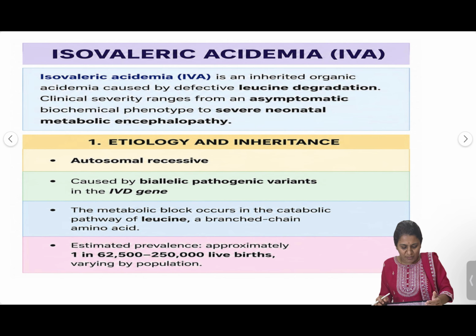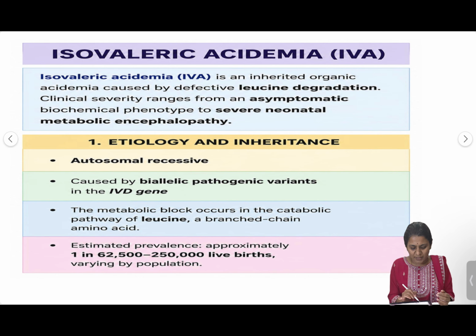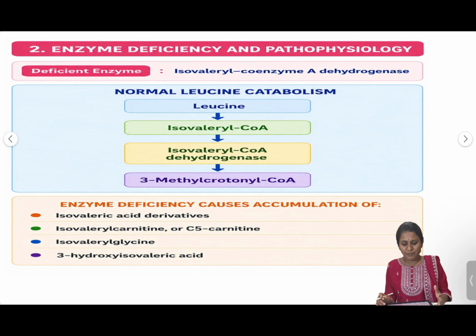So it is also autosomal recessive. Here there is accumulation of what? Leucine, and the prevalence is what? 1 in 62,500 to 2,50,000 live birth. So same what I have explained, it is same only. So what are the accumulated products? It is not that a single product is accumulated. For example, what is happening?